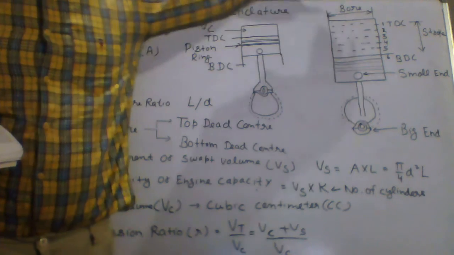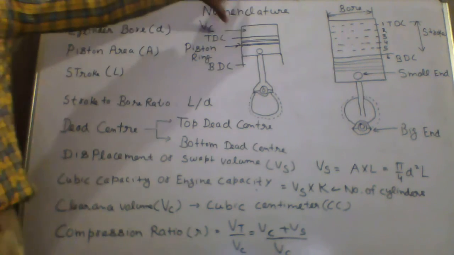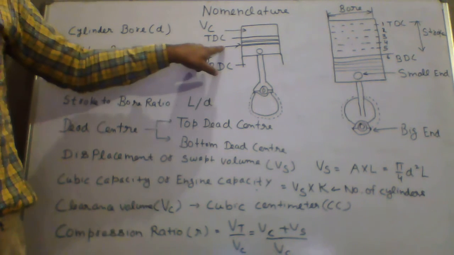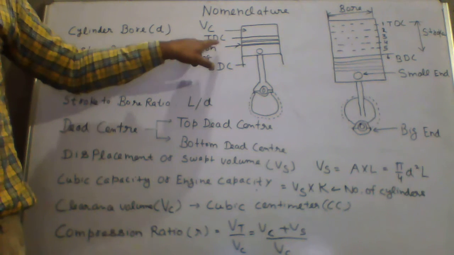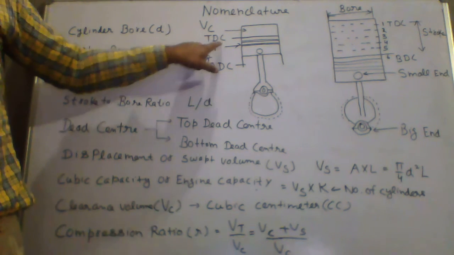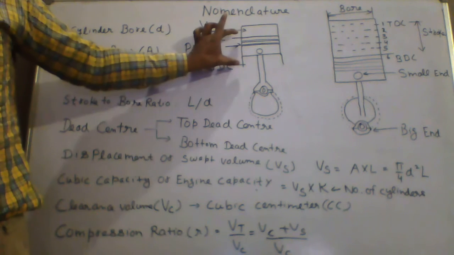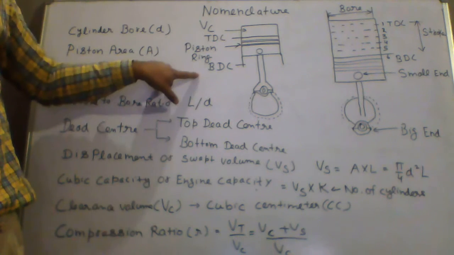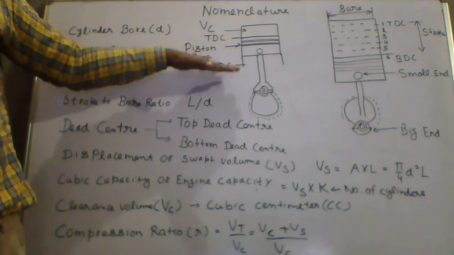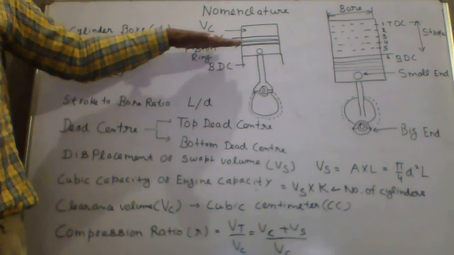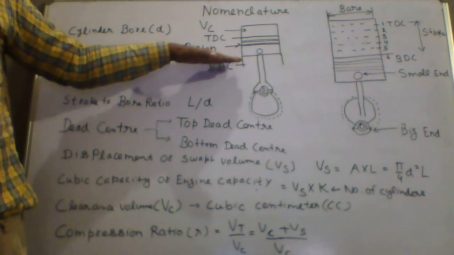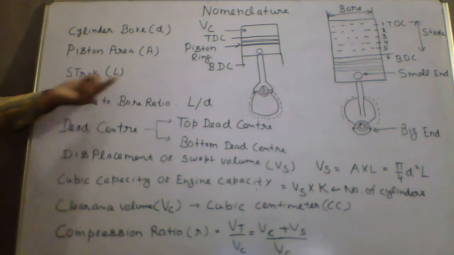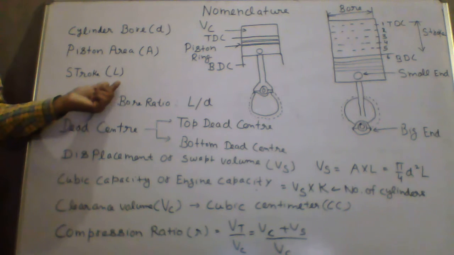Okay, from TDC to, this is top dead center. What is top dead center? We'll discuss it further. Top dead center and bottom dead center: the distance covered by the piston from TDC to BDC is called stroke. The piston will move from TDC to BDC, bottom dead center, and this distance traveled by the piston is called stroke. Okay, and it is denoted by stroke length L.